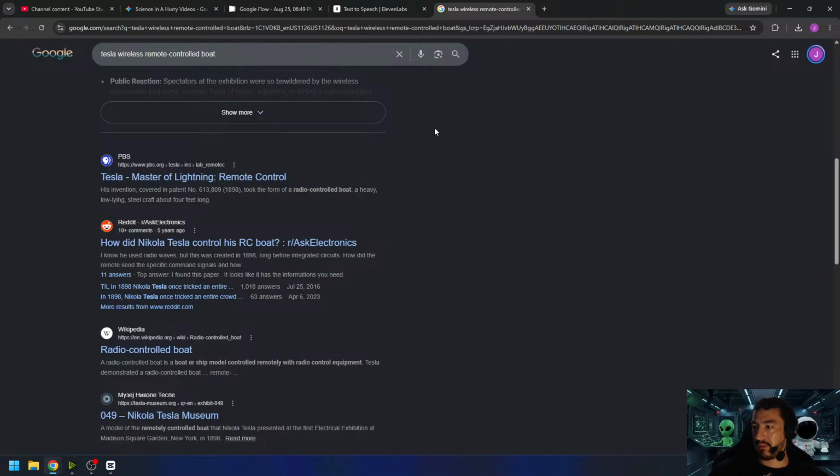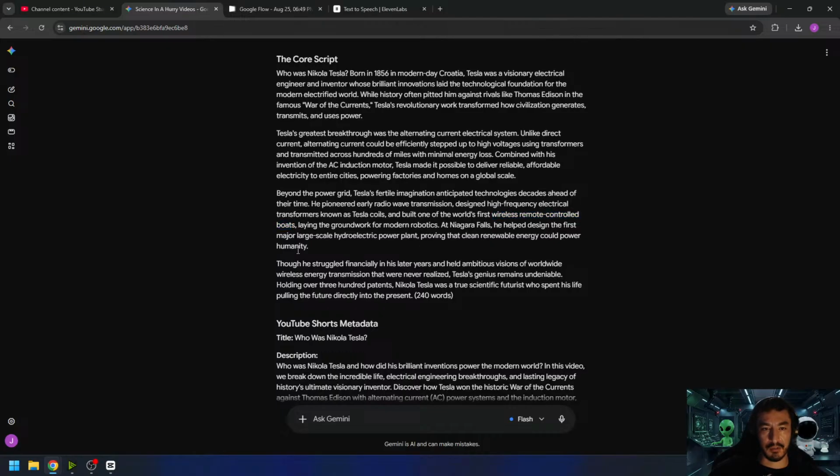Yeah, so right off the bat, I can see confirmation that that did in fact take place. Laying the groundwork for modern robotics at Niagara Falls, he helped design the first major large scale hydroelectric power plant, proving that clean energy could power humanity. So he struggled financially in his later years and held ambitious visions of worldwide wireless energy transmission that were never realized. Tesla's genius remains undeniable. Holding over 300 patents, Nikola Tesla was a true scientific futurist who spent his life pulling the future directly into the present.